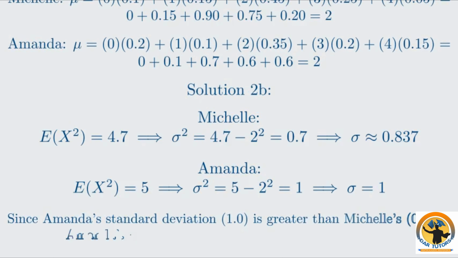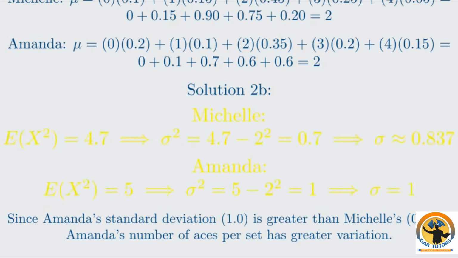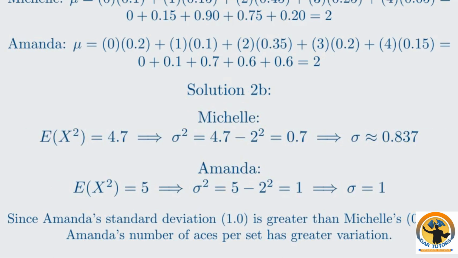Since Amanda's standard deviation, 1.0, is greater than Michelle's, 0.84, we can conclude that Amanda's number of aces per set has greater variation, or is more spread out. Well done if you arrived at this conclusion. Let's move on to the third practice problem.